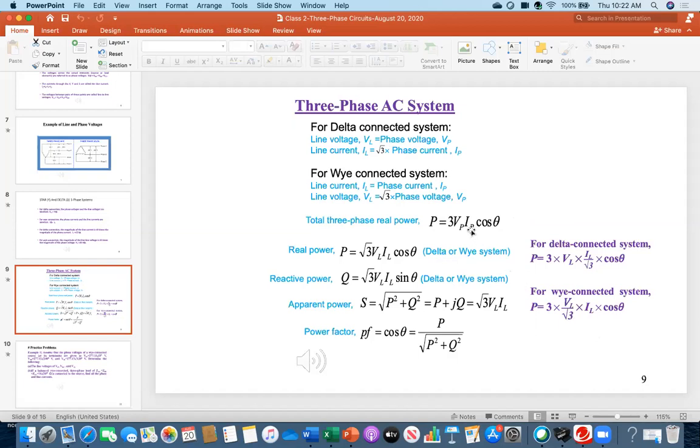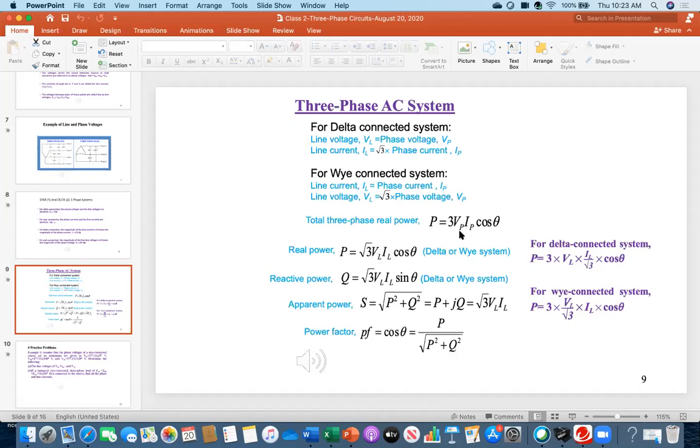And what is the relationship between Ip and IL for the Y system? IL equals Ip, so for this Ip, here it is IL. Then again this root 3 and root 3, so root 3 is coming here. This means in this case also, root 3 VL IL cosine of theta. So everybody, keep in your head root 3 VL IL cos theta. Never ever put just the 3 here. Students frequently make mistakes in the exam or homework and use 3. It is not 3, it is root 3.